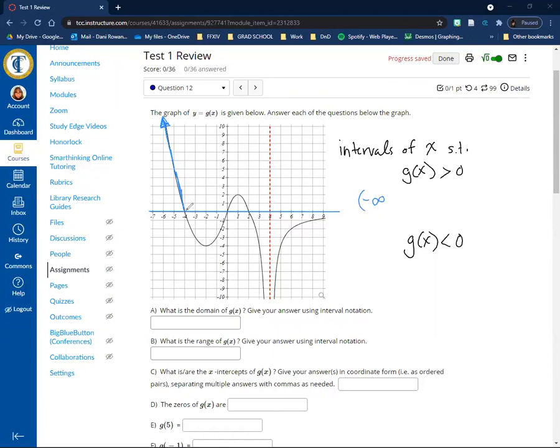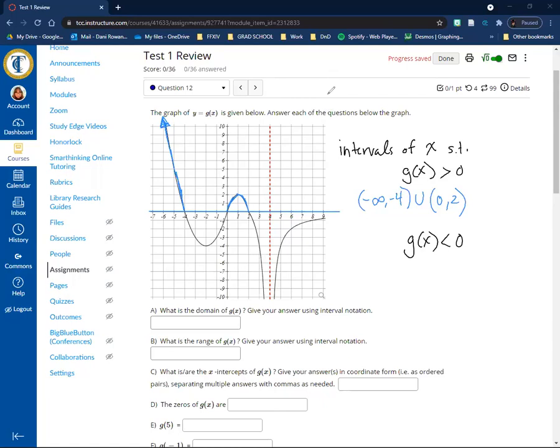Careful. What's this x value? -4. I keep looking at my review and then yours. No, you're good. If you're recognizing it for yours, that's awesome. And this isn't included because we don't want it to equal 0. We want it to be greater than. Where does it pick back up again? 0. And where does it go to? 2. Does it pick back up again at all after that? No. So that's it. That's the intervals of g of x that are greater than 0.